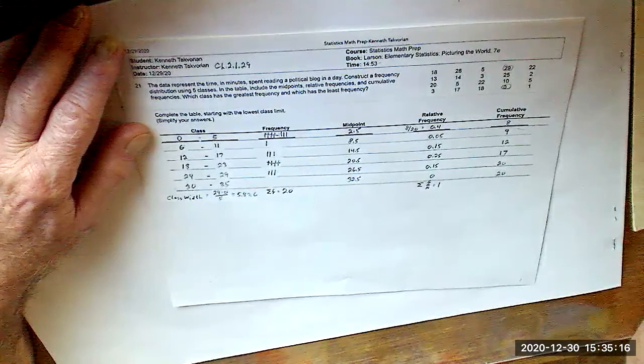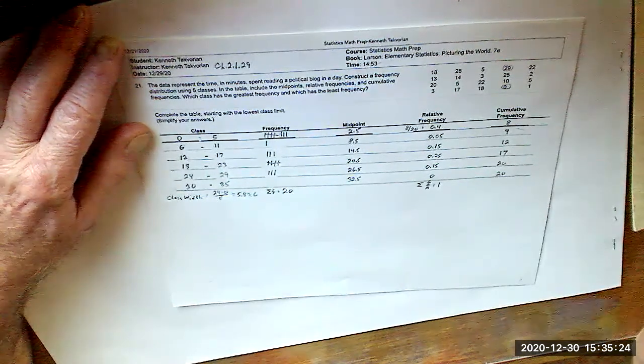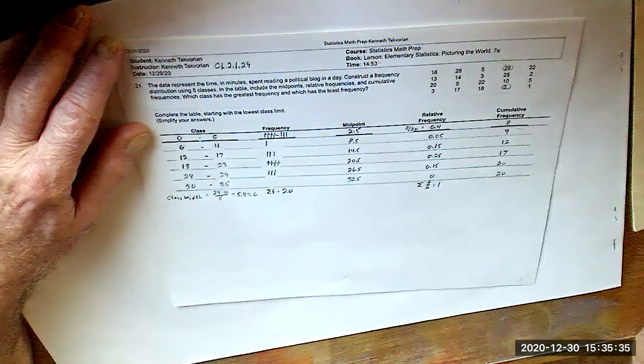We keep on adding 6 to get the beginning of each class. So 6, 12, 18, 24, and 30. The end of each class is one less than the beginning of the next class. So if the next class starts with 6, the end of the first class is 5, and we can then add 6 to each of these. So 11, 17, 23, 29, and 35. So we now have our 5 classes.